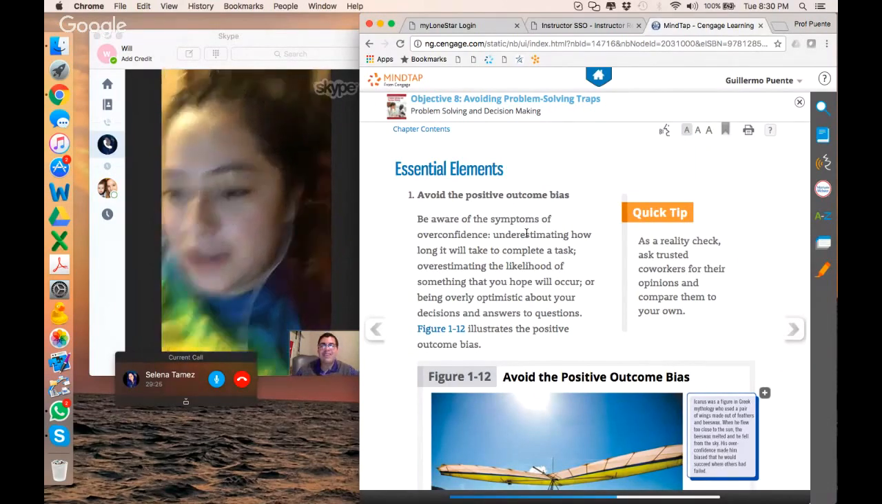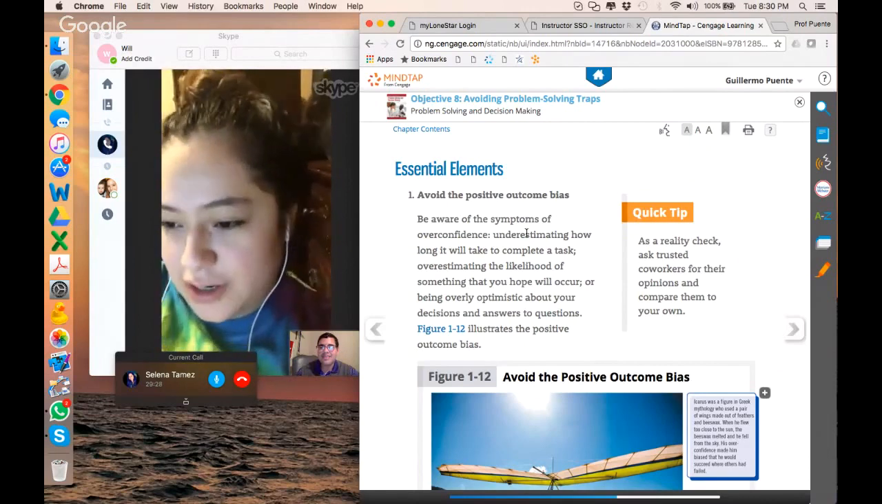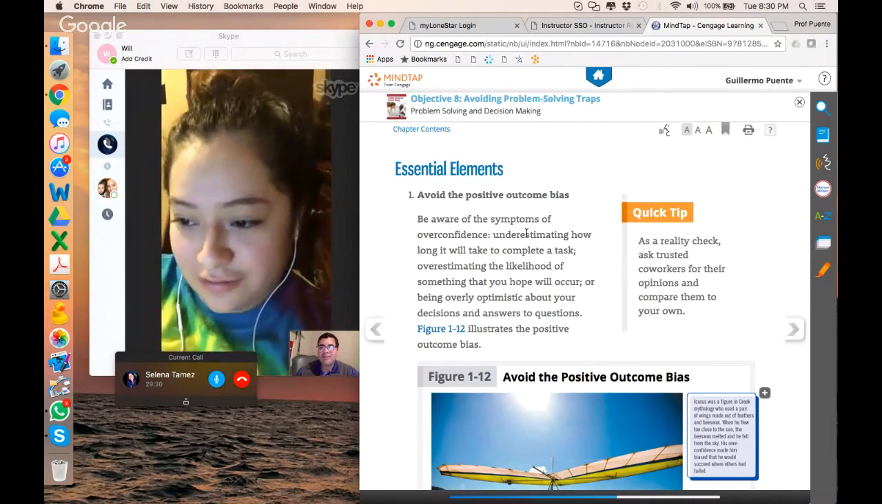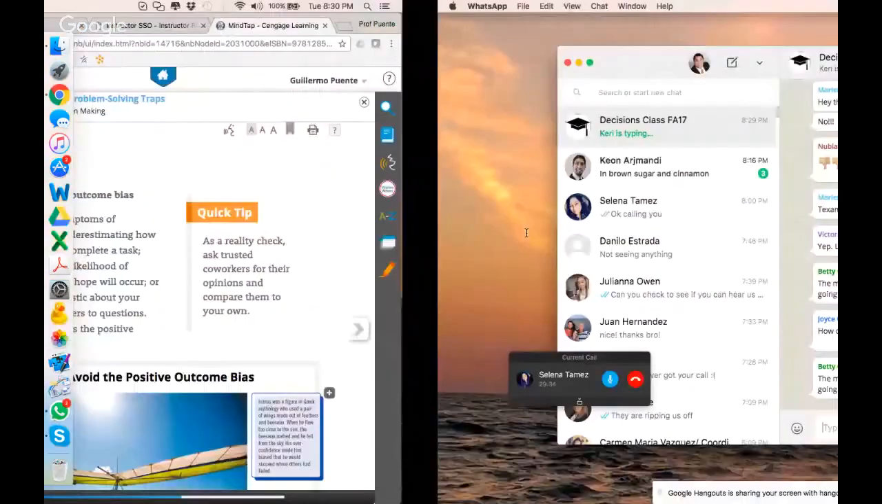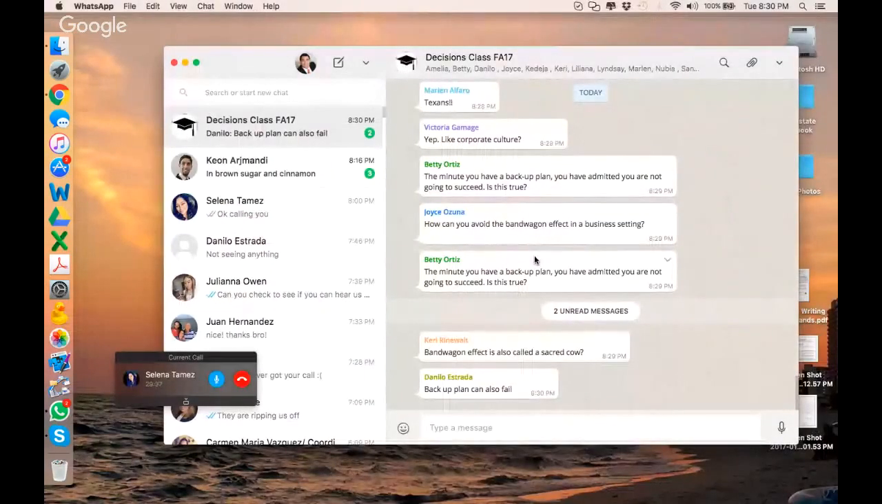Sometimes, like one of the students says, backup plans can also fail. Yeah, and then you need a plan C, which most people don't have, right?